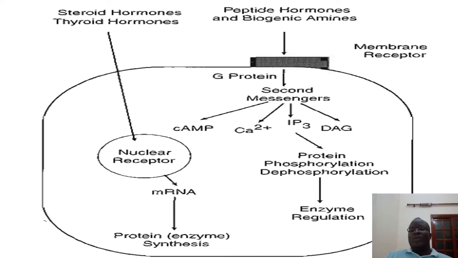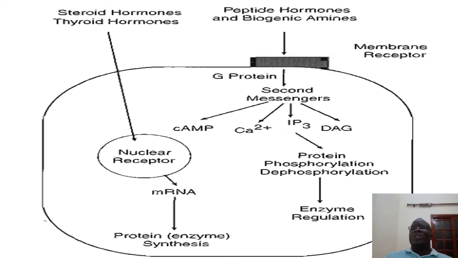So you can see, for the peptide hormones, mainly G-protein coupled receptors that will produce second messengers. And these second messengers could be cyclic AMP or calcium, IP3 or DAG, that will bring about cellular response. So they can cause phosphorylation or dephosphorylation of proteins, then they will regulate the enzymes. We have cellular response. So this is just a general way in which the hormones are going to activate specific receptors for you to get a response.